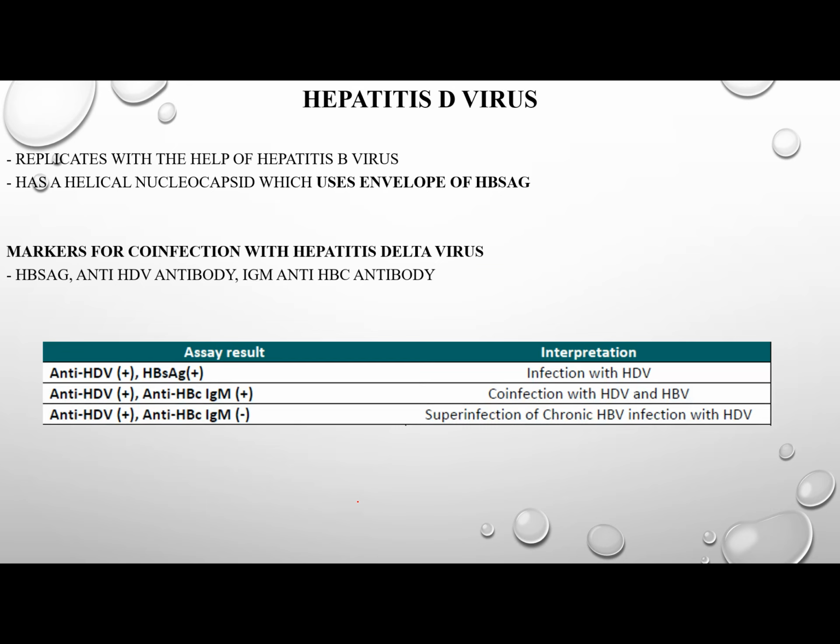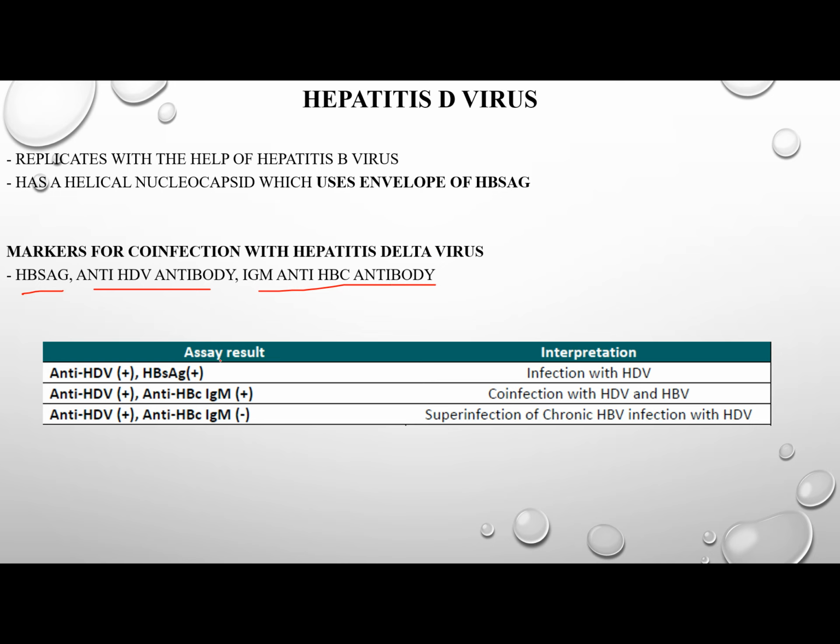Then we have your hepatitis D virus. So it replicates with the help of hepatitis B virus. So kailangan, class, for your hepatitis D virus to develop inside, the person needs to become infected first with hepatitis B. It has a helical nucleocapsid which uses the envelope of hepatitis B surface antigen. Markers for co-infection with hepatitis delta virus would include HBsAg, anti-HDV antibody, IgM anti-HBc antibody.